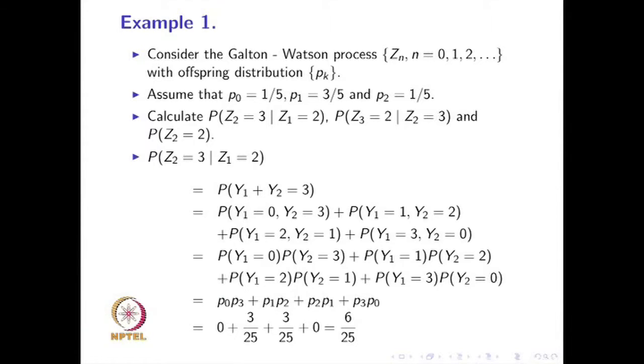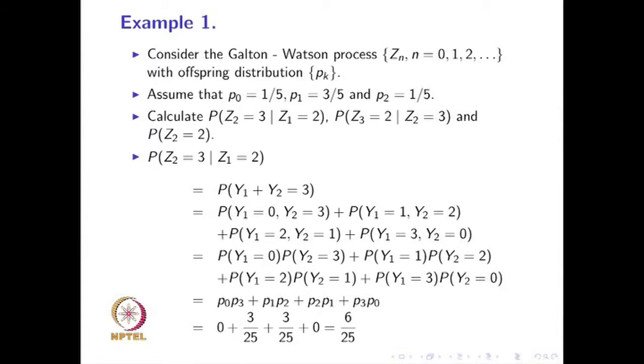Now let us consider a simple example. Consider the Galton-Watson process Zn with offspring distribution Pk. Assume that P0 is equal to 1/5, P1 is equal to 3/5 and P2 is equal to 1/5. So this is the probability mass function for the random variable Z1.